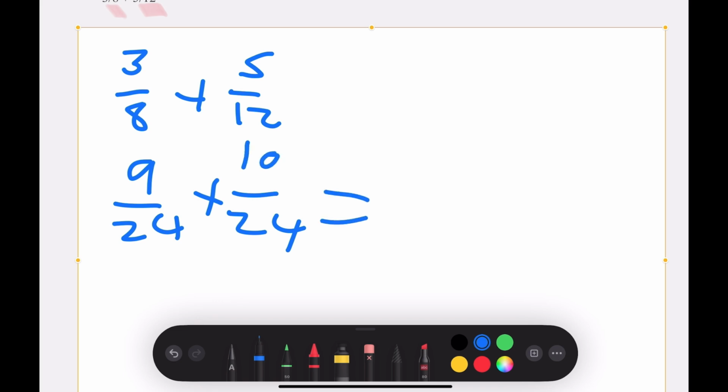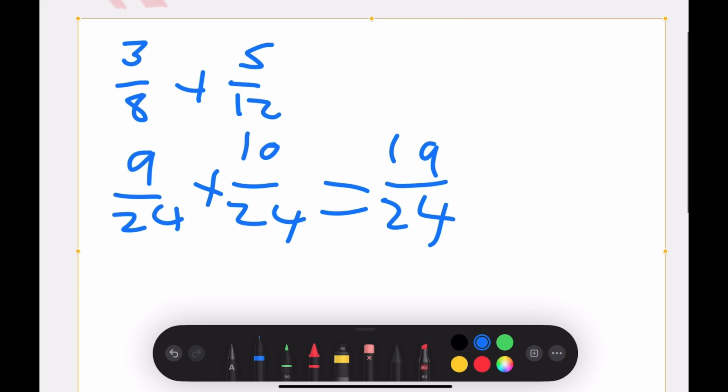Now we can just add how we normally add. So 9 plus 10, that is 19. But you don't add the bottom part of the fraction. That just stays as 24. So whenever you're adding fractions, you need to make sure that the denominator is the same, but you don't add the denominators, you just add the top part. So the final answer would be 19 over 24.